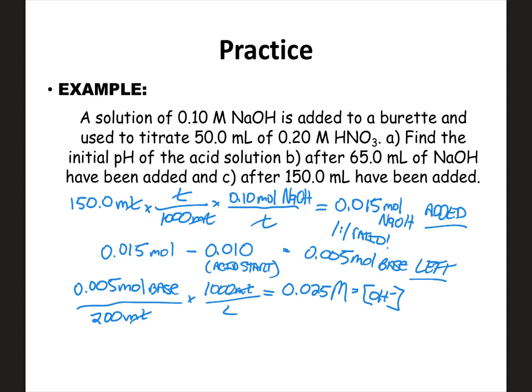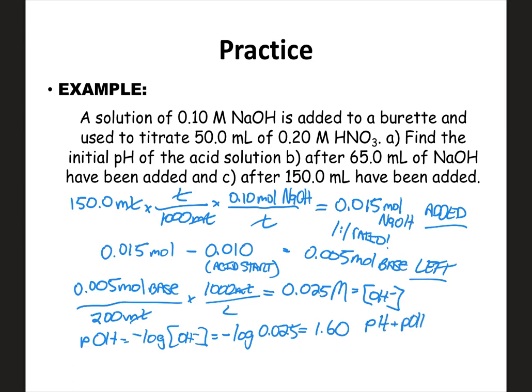So from the concentration of OH minus, we know that the pOH is equal to the negative log of the concentration of OH minus. So the negative log of 0.025 is equal to 1.60. This is not the pH though, this is the pOH. So pH plus pOH is equal to 14. 14 minus 1.60 gives me a pH of 12.40, 2 decimal places, because we had 2 sig figs in our concentration. So that's how you go about solving the parts of this particular problem. Remember, this is specifically for a strong titration problem.